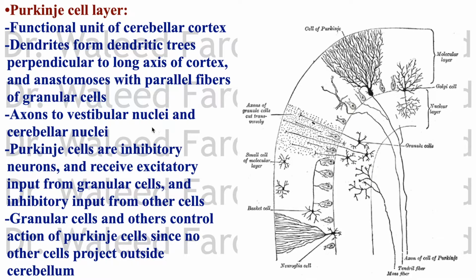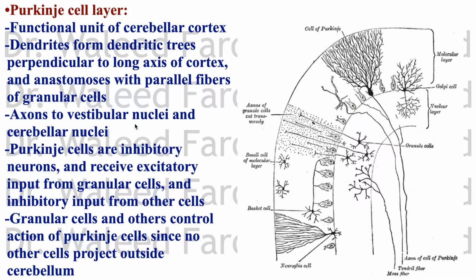Now, because it goes to the vestibular nuclei, these are the only cerebellar cells that project to outside of the cerebellum. And actually, the vestibular nuclei are considered the deep cerebellar nucleus of the Purkinje cells. So they project by their axons to vestibular nuclei and the cerebellar nuclei, which we study later.